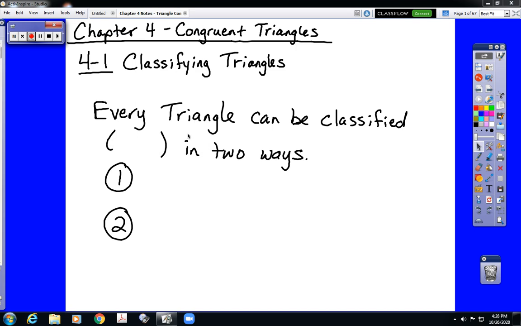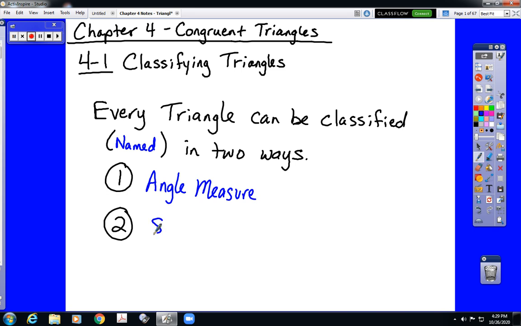Okay, ladies and gentlemen, this is the first of two video lessons that will discuss section 1 of chapter 4 in your geometry book entitled Classifying Triangles. When we classify a triangle, when I say classify, I'm referring to name. So every triangle can be named in two ways. It can be named according to angle measure, and it can be named according to side length.